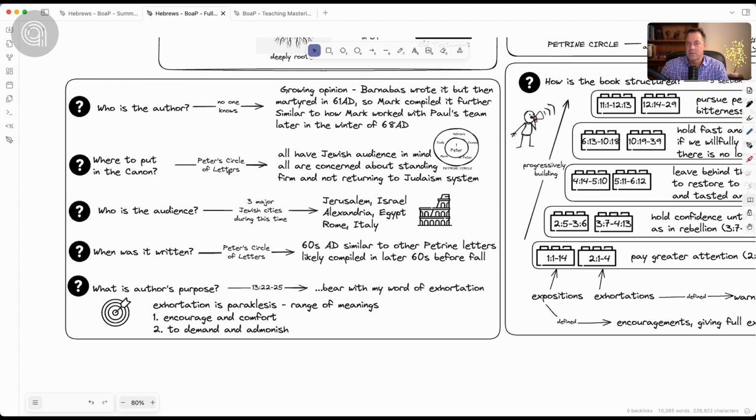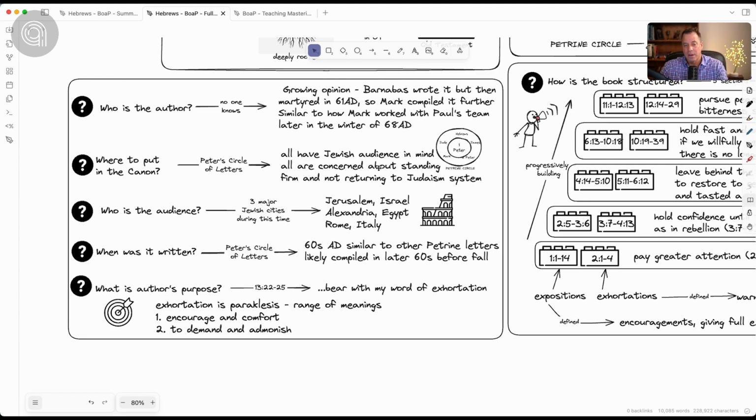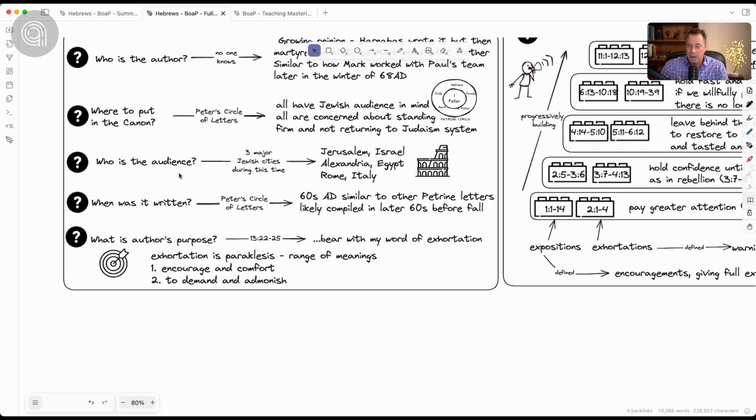It's part of Peter's circle of letters. I've just talked about that in the introduction. Who is the audience? There are 3 major cities at the time. There'd be others, this is an inclusive list, but these would be the major cities at that time that could have received this letter, and that would have been Jerusalem, Alexandria, and Rome.